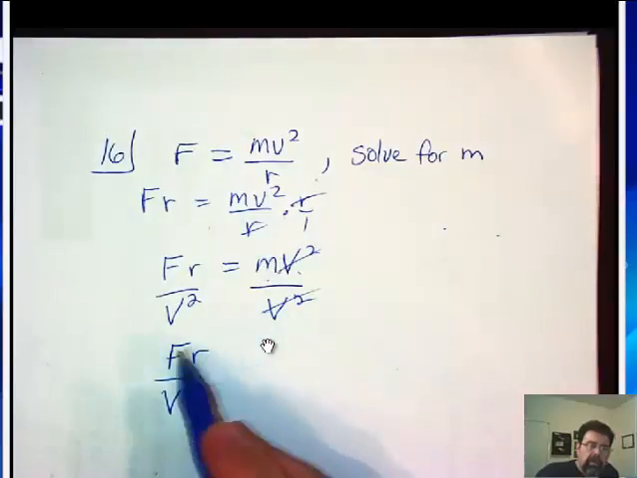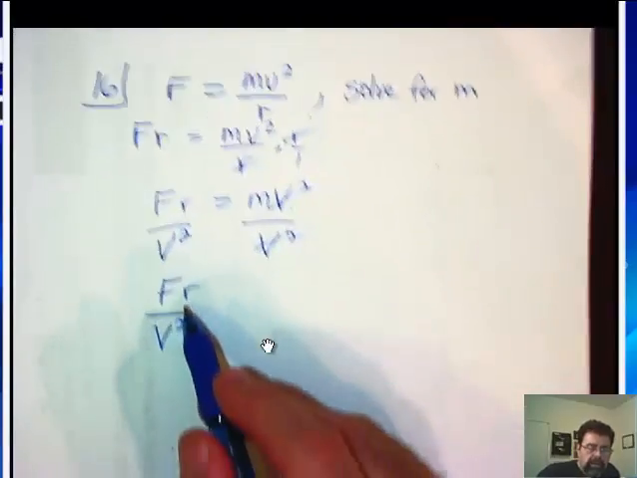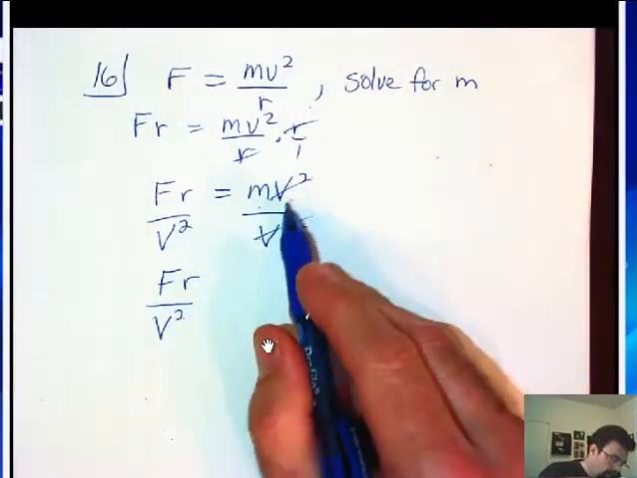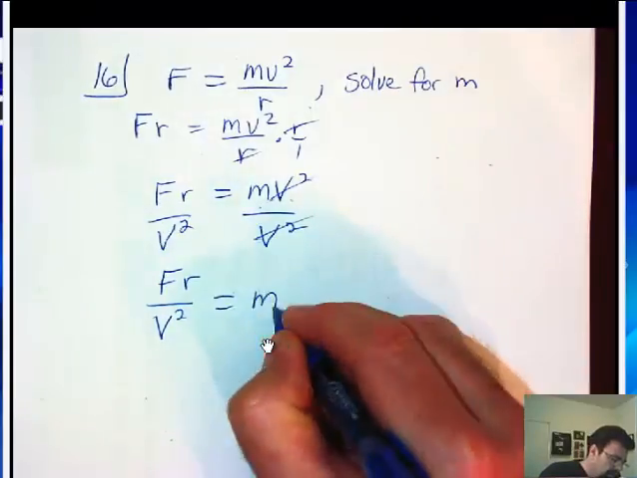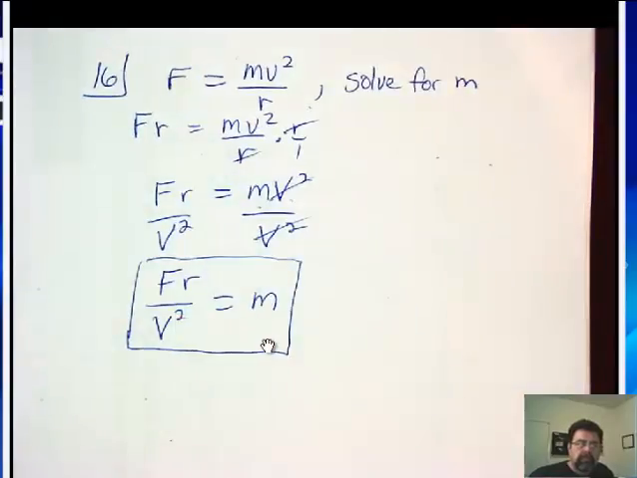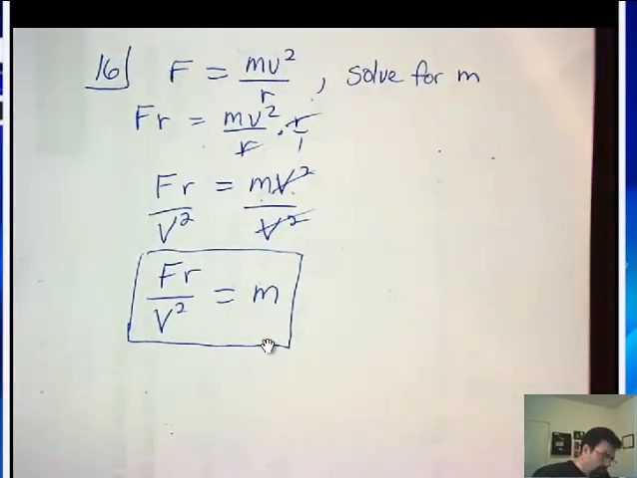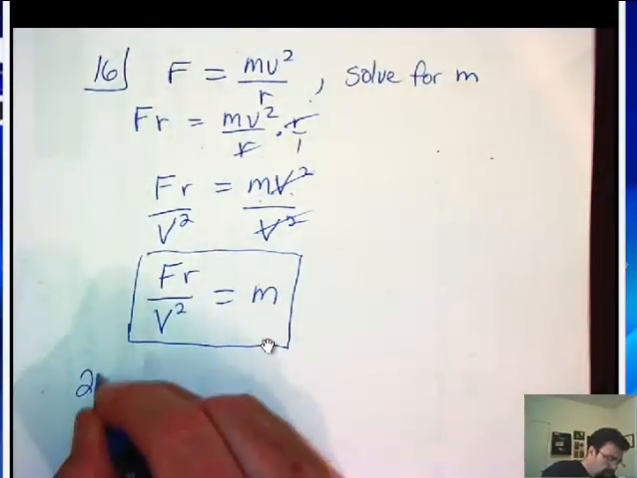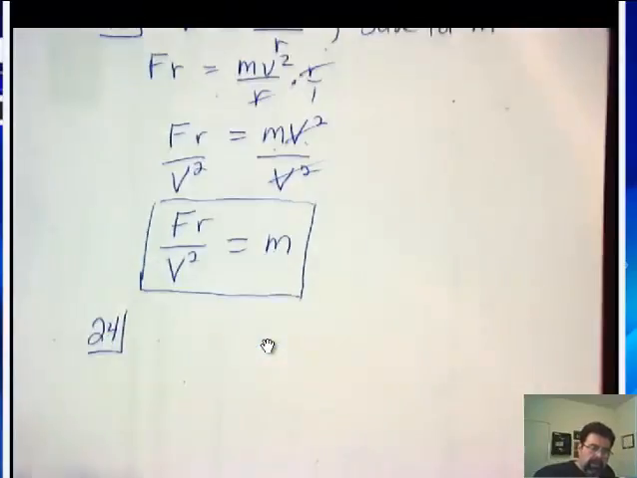And again, since I don't know any of these numbers, I can't calculate it, so I just write it down. And over here, we just have m by itself. It's isolated, so that tells me I'm done. Okay, let's move on to another geometry one.